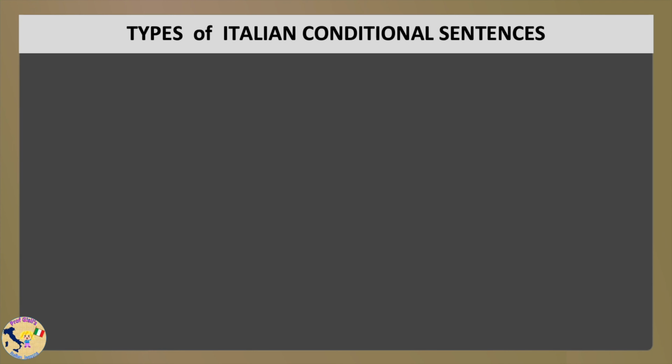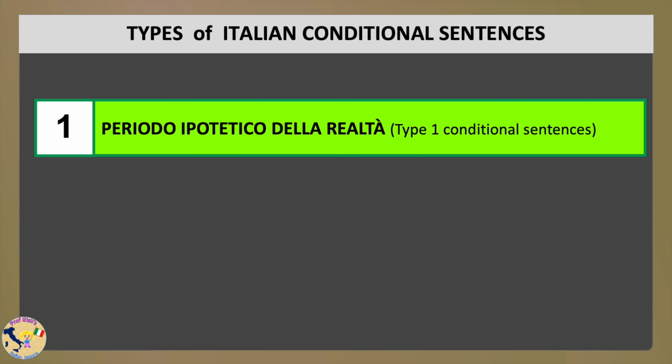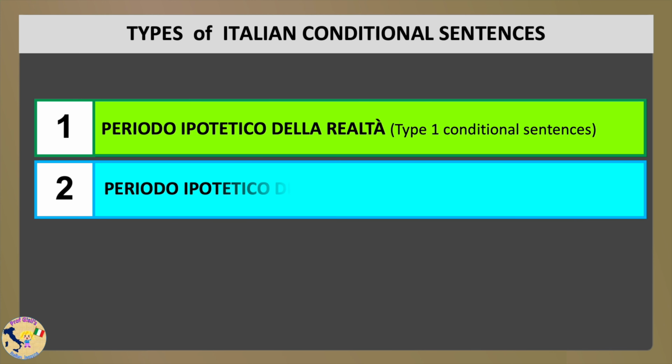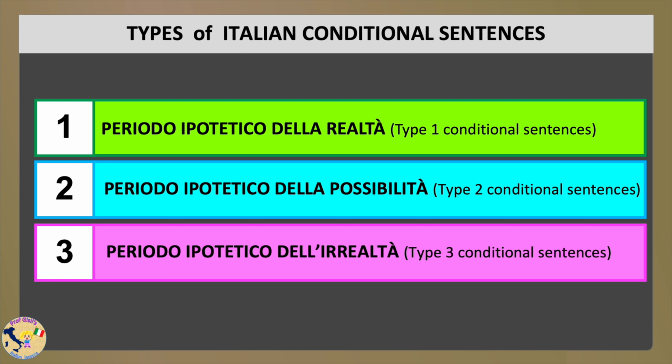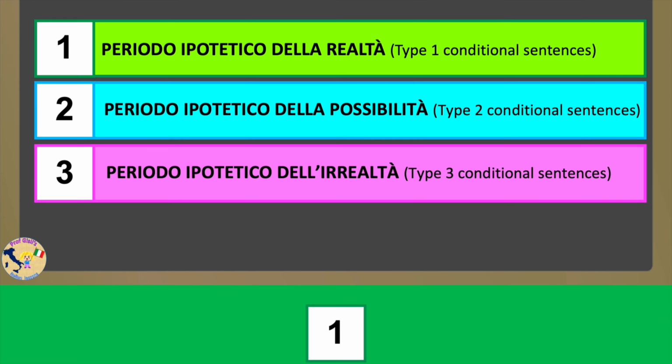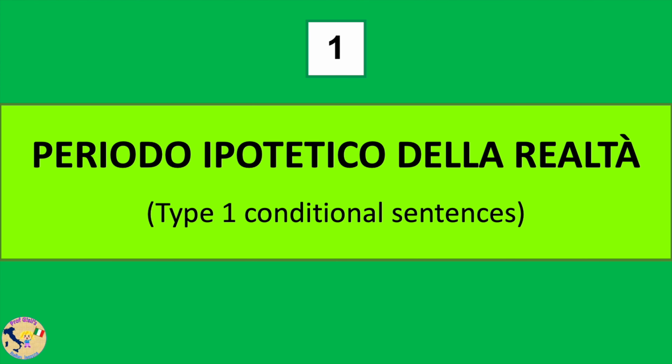There are three types of conditional sentences in Italian. Periodo ipotetico della realtà, type 1 conditional sentences. Periodo ipotetico della possibilità, type 2 conditional sentences. Periodo ipotetico dell'irrealtà, type 3 conditional sentences. Periodo ipotetico della realtà.